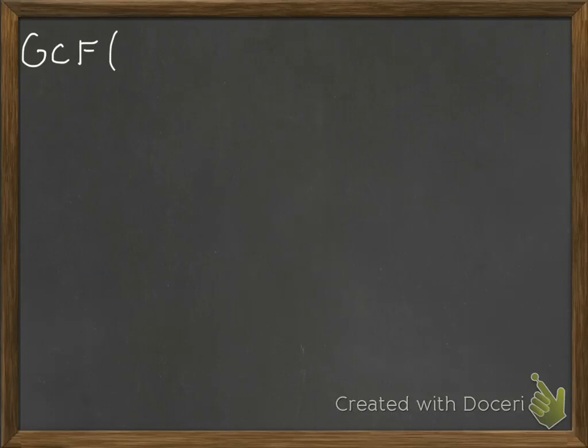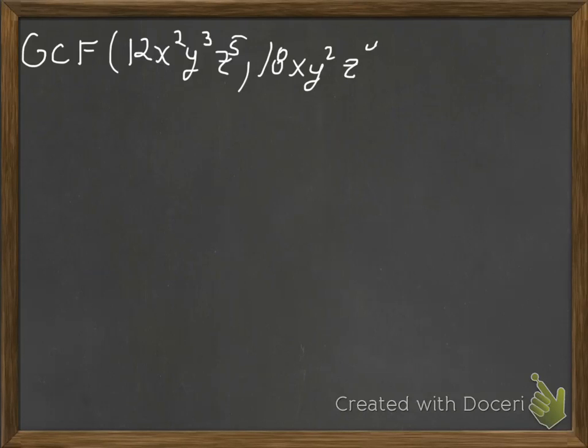So let's do something a little more fancy. GCF of 12, x squared, y cubed, z to the 5th, and 18, xy squared, z to the 4th. Okay. And we're just going to focus on the variables. So the shortcut is just take the smallest power of each variable you see.